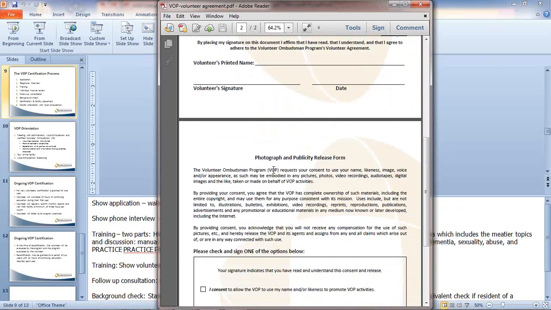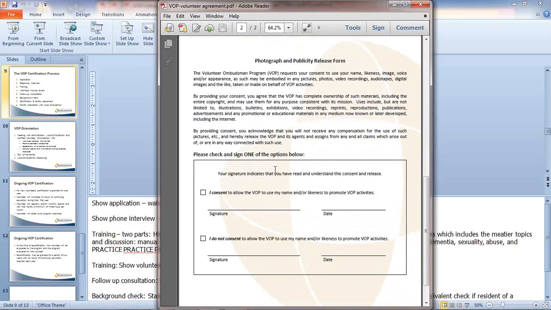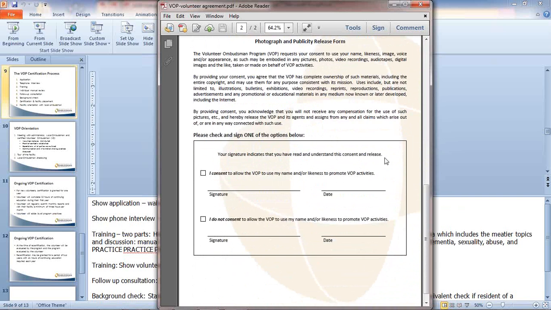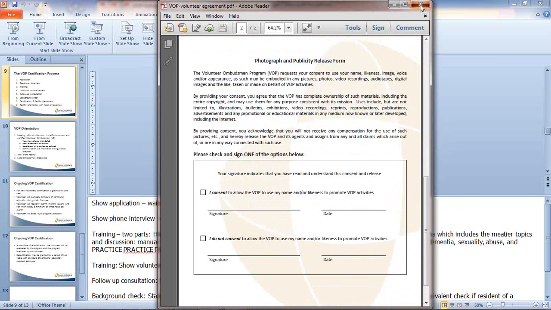Finally, they sign off. Last thing we do is we want to make sure that they agree that we can identify them with our program in the media, whether it's a thank you notice we take out in the paper, or we want to put their picture in a future brochure, video, something like that. So we do have them sign off on that and record that.